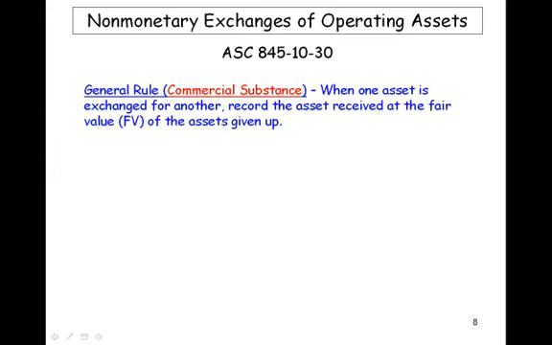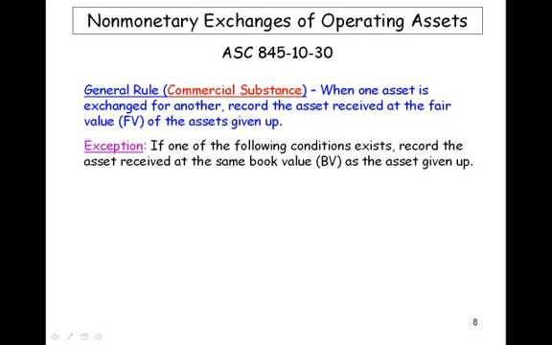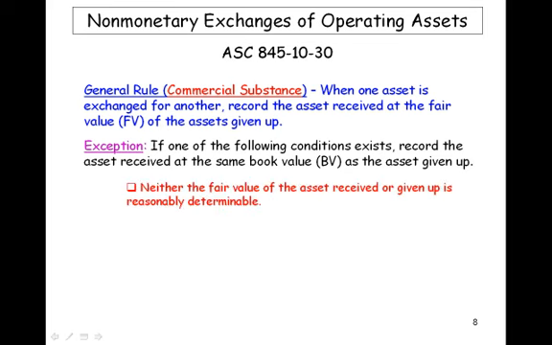When the exchange has commercial substance, the general rule is that the asset received is recorded at the fair value of the asset given up. In our yogurt example, the new yogurt machine would be recorded for the fair value of the old yogurt machine plus the cash paid. There are 3 exceptions to this fair value general rule. If any one of these exceptions exists, the new asset is recorded at the book value of the old asset given up. Exception 1 exists when the fair value is not known or reasonably determinable.